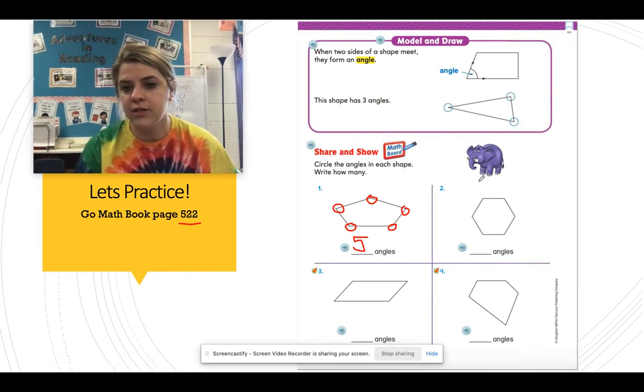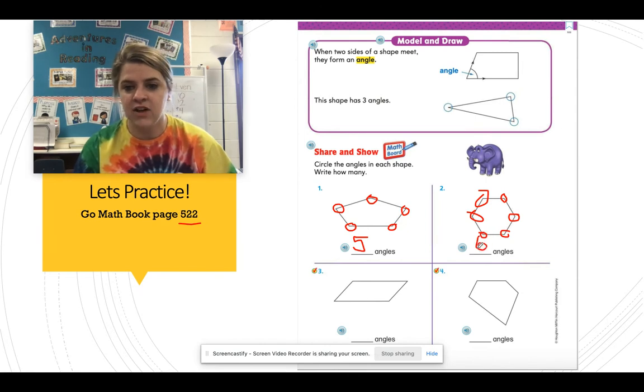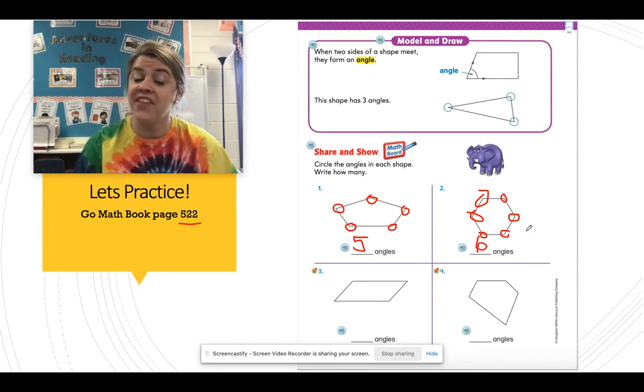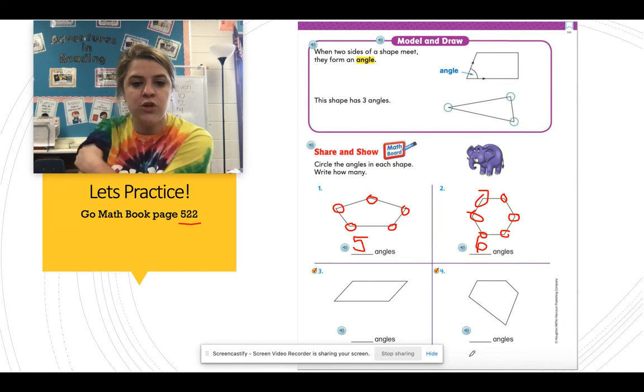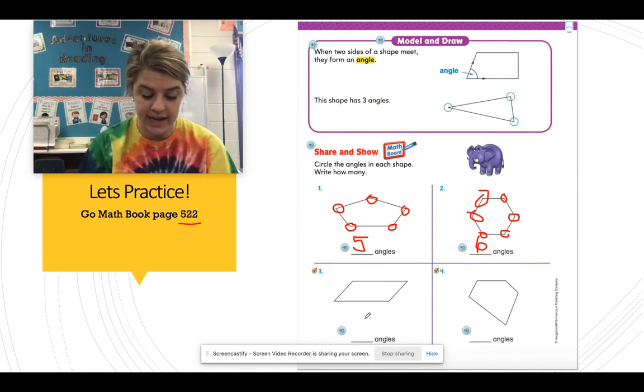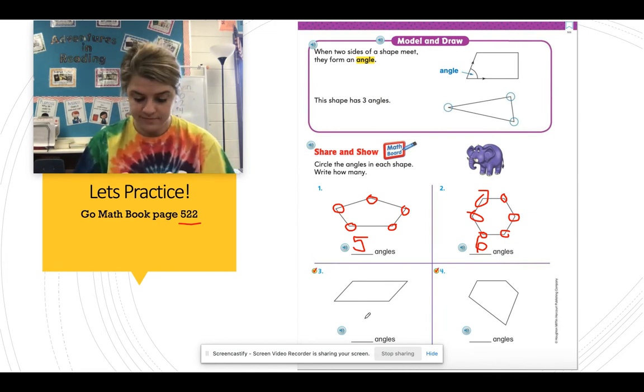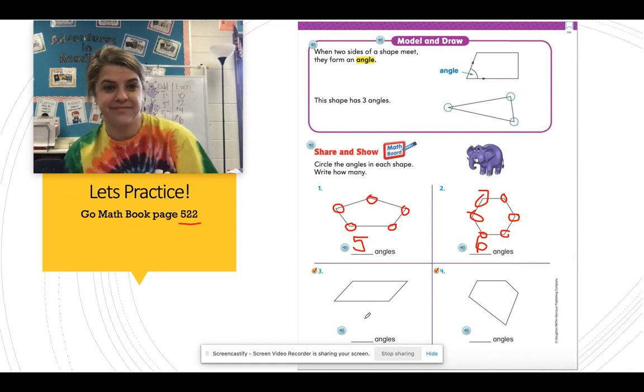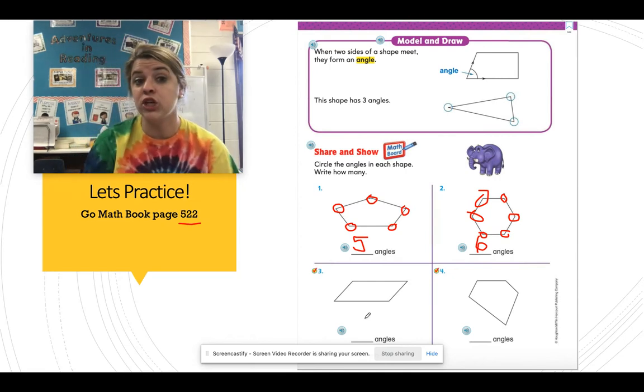All right, let's look at this one, number 2. Here we go. 1, 2, 3, 4, 5, 6. 6 angles. Who can tell me what is the polygon that has 6 angles? That's a hexagon. Very good. All right, I want you to do number 3 and number 4, and then we're going to check them together. Count those angles, write the number on the line. Make sure you're circling your angles too.